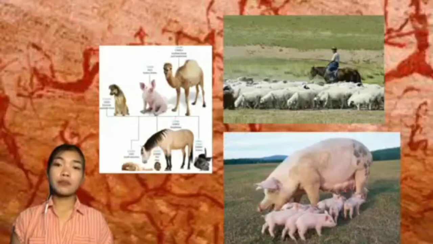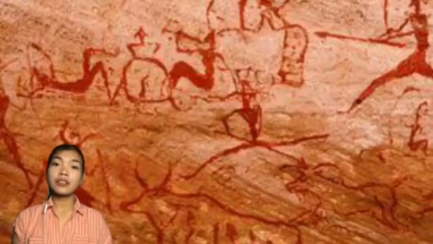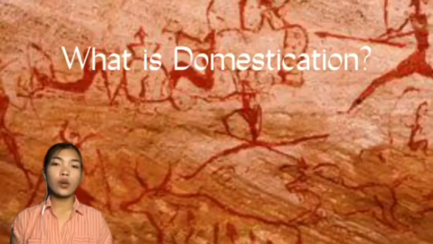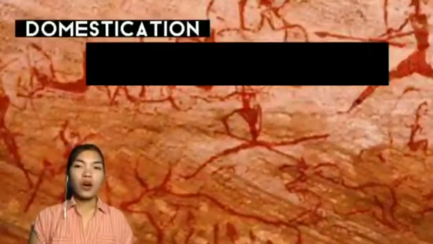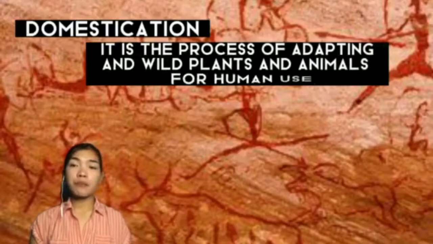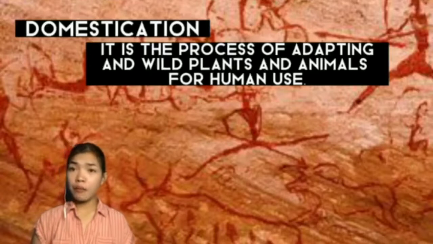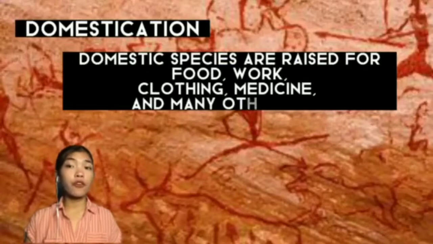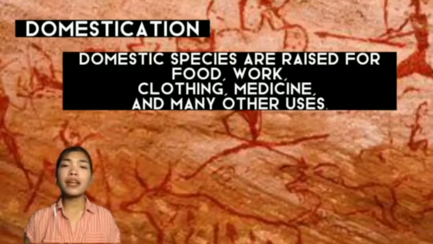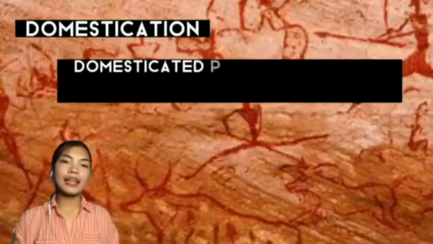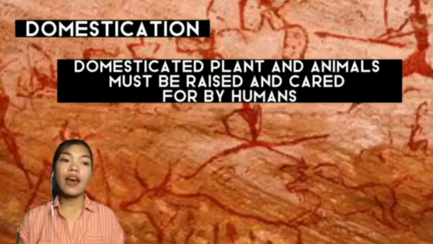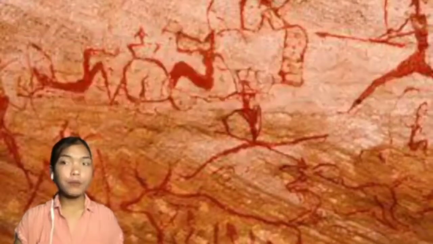Domestication of animals. Before I further explain what domestication of animals is, let me first define what domestication is. Well, domestication is a process of adapting, whether wild plants or animals, for human use. Domestic species are raised for food, work, clothing, medicine, and many other uses. Domesticated plants and animals must be raised and cared for by humans.